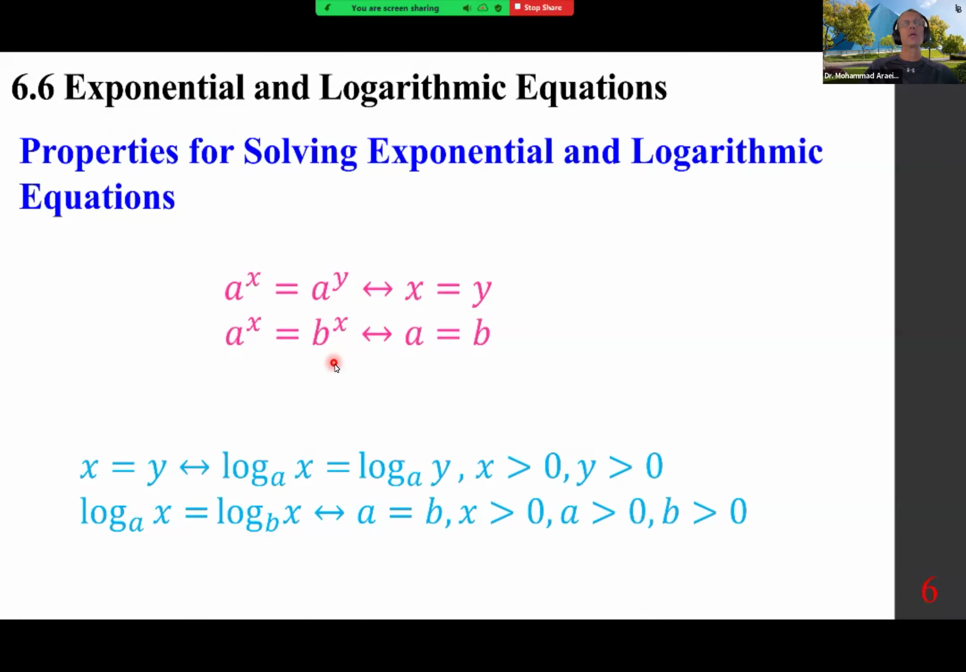Same thing works out with logs. If x is equal to y, log x base a and log y base a must be the same. Of course, x and y, they represent the argument of logs, must be positive. If log x base a and log x base b are the same, then the base a and base b must be identical. And again, x is positive, a is positive, b is positive. So those are the properties we are going to use to solve equations.